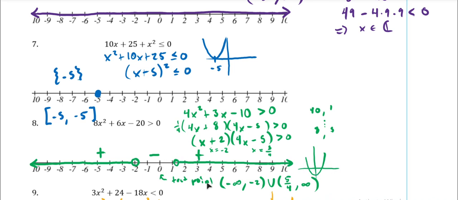Alternatively, we could plug in 0 into this equation and find out that we had a negative in that region. We'd have 2 times -5, that would give us -10.